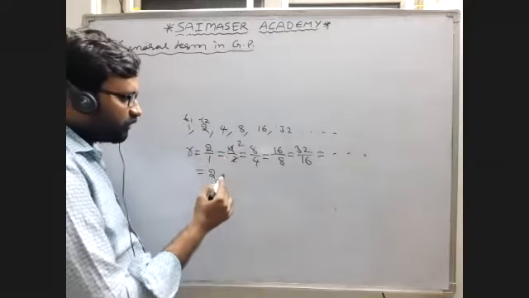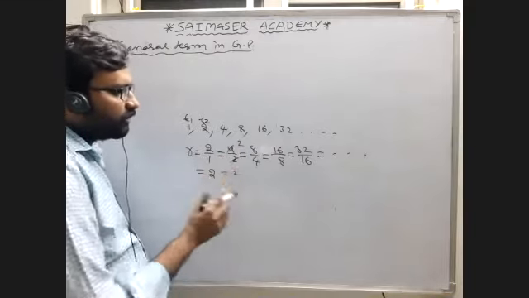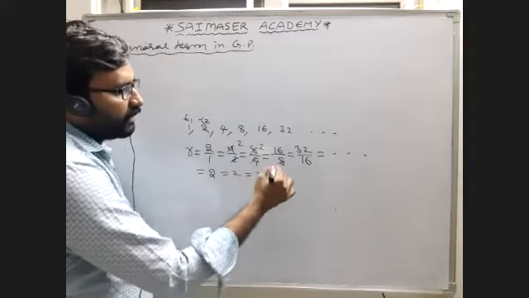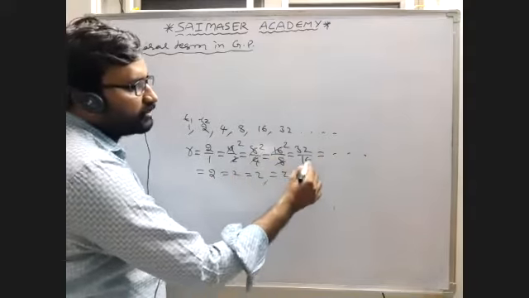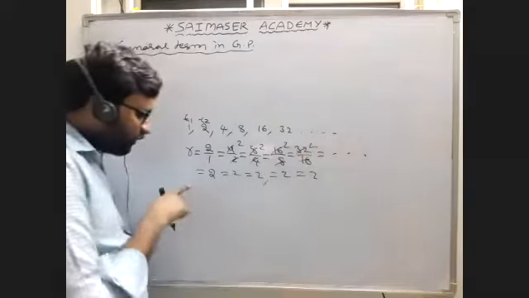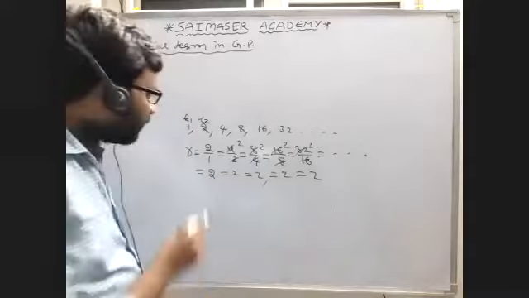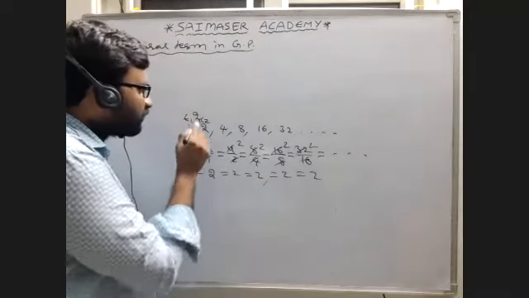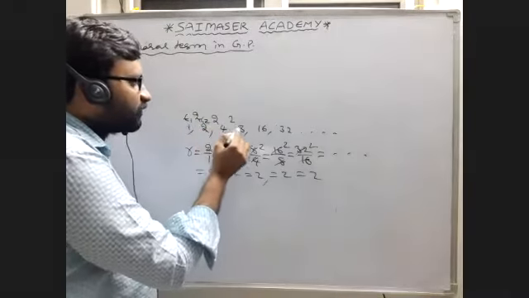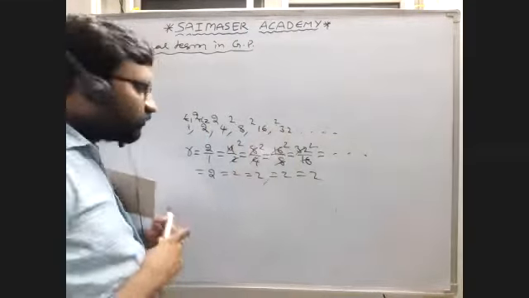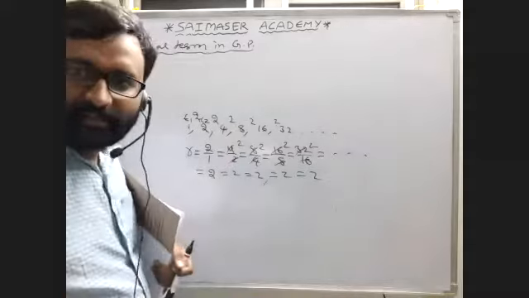See, 2 by 1 is clearly 2. 2 2 ja again 2. 4 2 ja again 2. 8 2 ja again 2. 16 2 ja again 2. If you observe, the common ratio is 2, na? That's why I am writing here 2. 1 2 ja 2, 2 2 ja 4, 4 2 ja 8, 8 2 ja 16, 16 2 ja 32. So if you do like this, you can find easily. Understand?